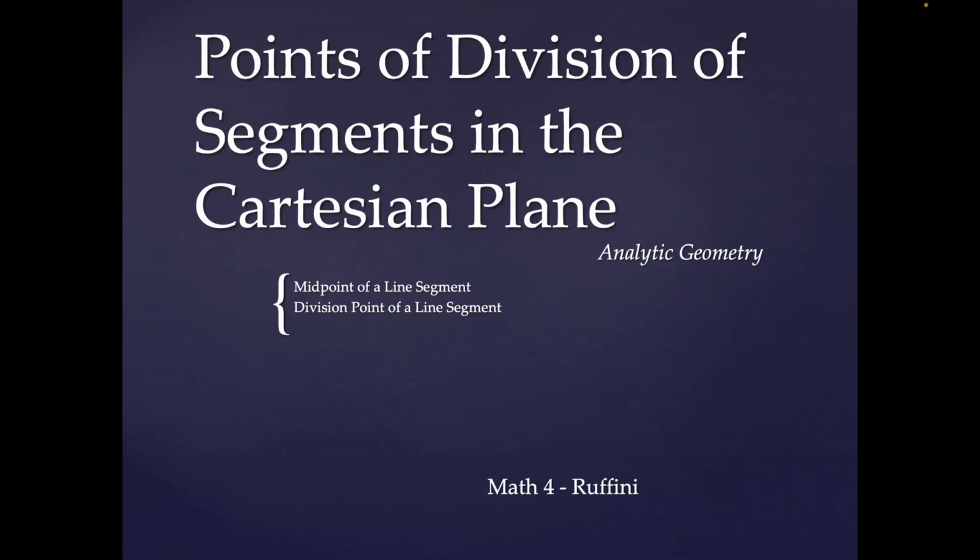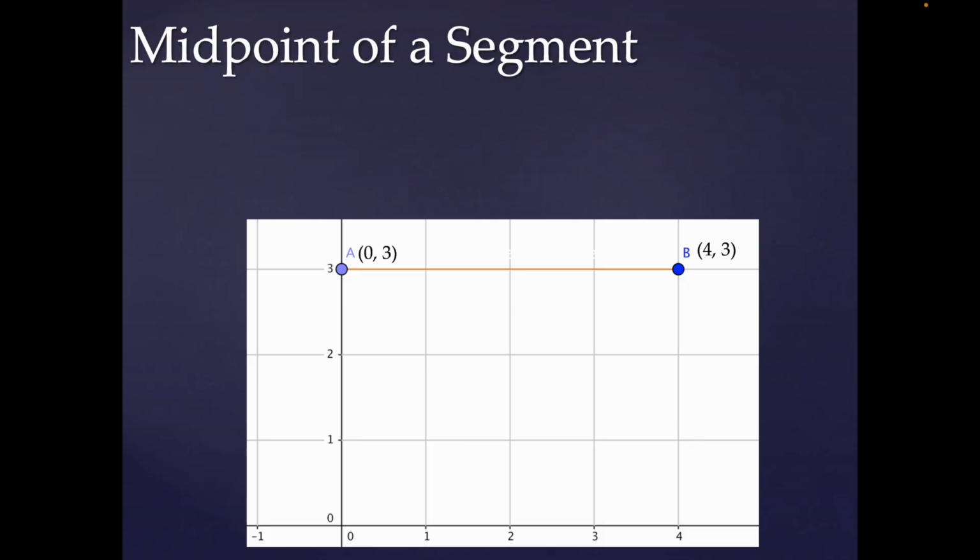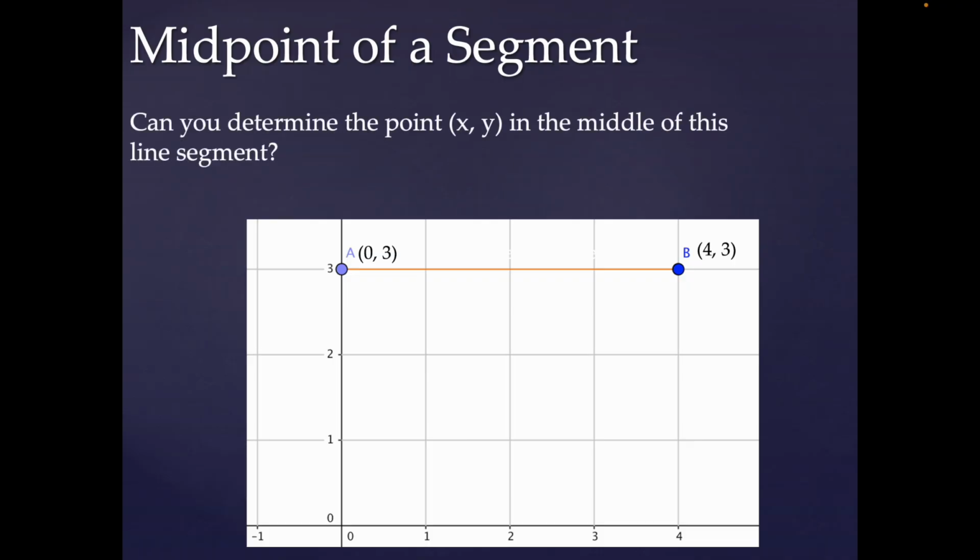Hello everybody, this video is part of the Analytical Geometry unit of Math 4. We're going to look at points of division of segments in the Cartesian plane. We're going to look at two formulas for the midpoint of a line segment and the division point of a line segment. First, if I asked you to find the middle of this line segment AB, are you able to just by looking at it?